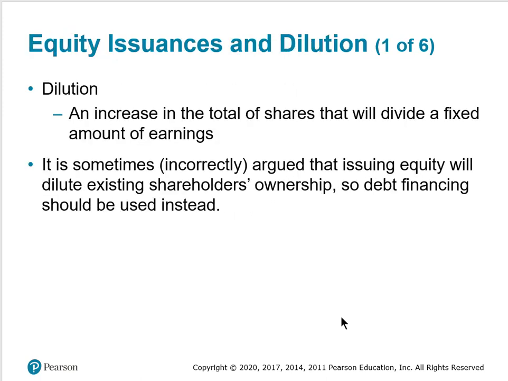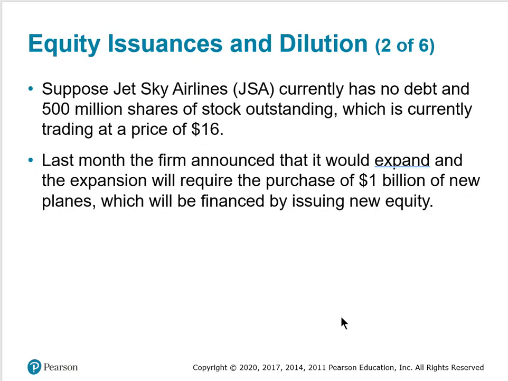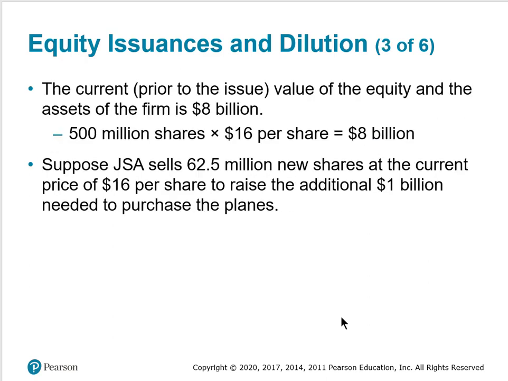What about dilution? Essentially, we're saying an increase in total shares divides the fixed amount of earnings. Sometimes it's incorrectly argued that issuing equity dilutes existing shareholders' ownership. So again, here we have a company with no debt and 500 million shares outstanding at $16. They're going to expand and buy $1 billion worth of assets that they're going to finance with new equity. Prior to the purchase, the company had a market value of $8 billion. They're going to sell 62.5 million new shares at $16 a share to raise the additional $1 billion.